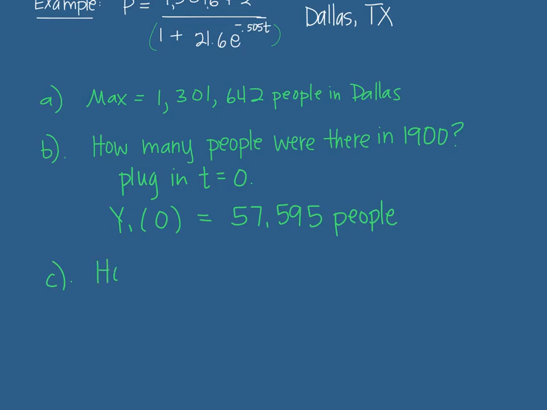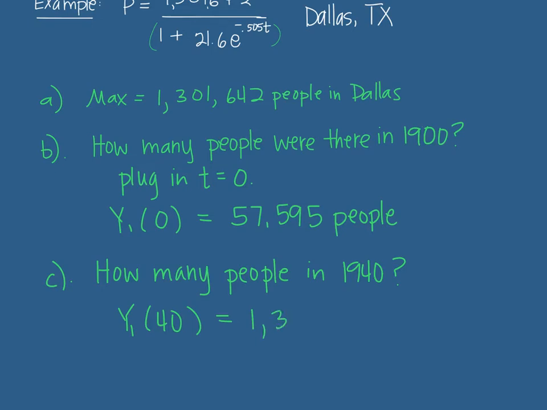Let's do 1940. So how many people in 1940? All right, and so we'll do our vars, and we'll put in 40, just under its maximum, right? So that's a huge lot of growth for the city of Dallas in 40 years, almost double, okay, its growth. And so we check Y1 of 40. Now we're up to 1,301,641. So just pretty much at its max, only one person off.